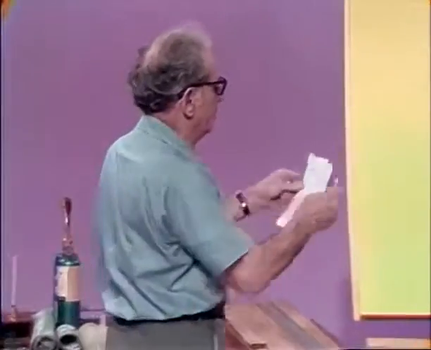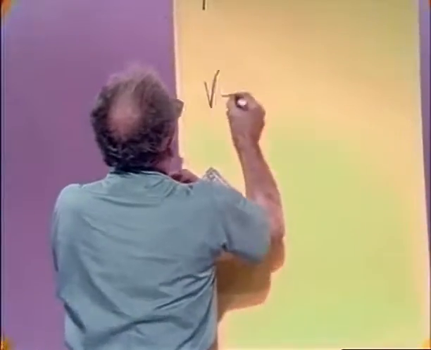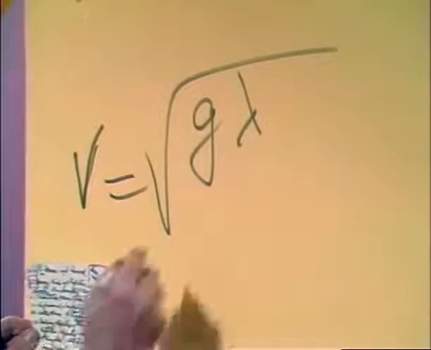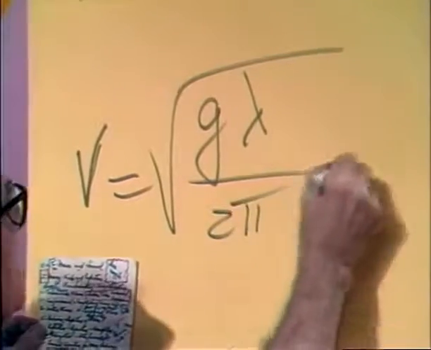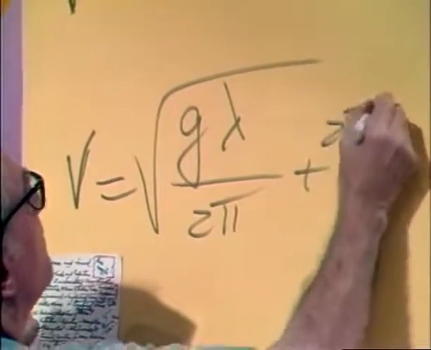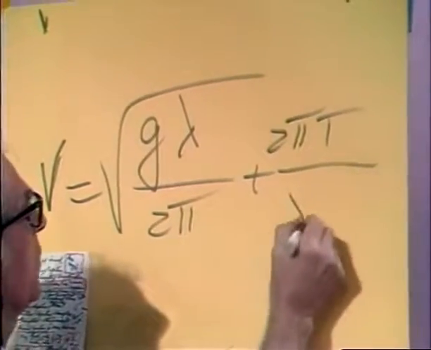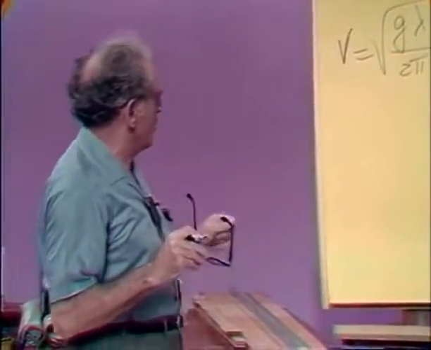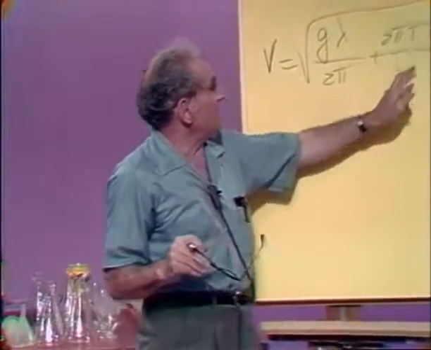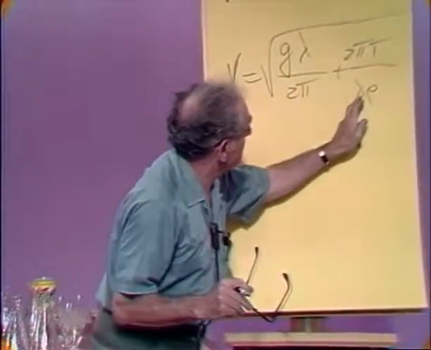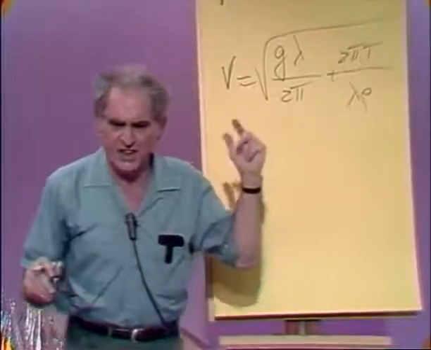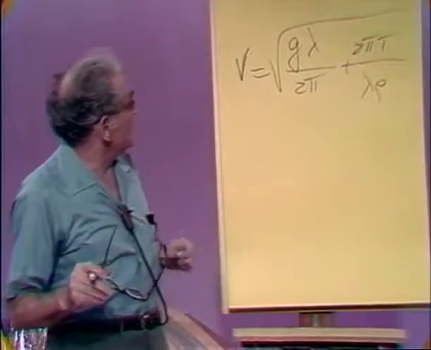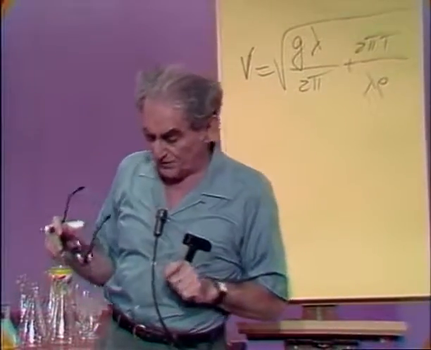So here is the velocity with which a water wave moves. And notice how much troublesome. G lambda, well, lambda is the wavelength, over 2 pi plus 2 pi T over lambda rho. Now somebody says, oh my God, Professor, that's gibberish. No. If the waves are very small, certain things apply. If the waves are very large, other things apply. This tells us the velocity of the propagation of water waves.